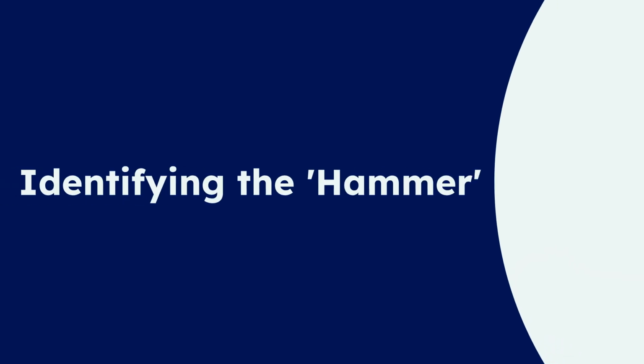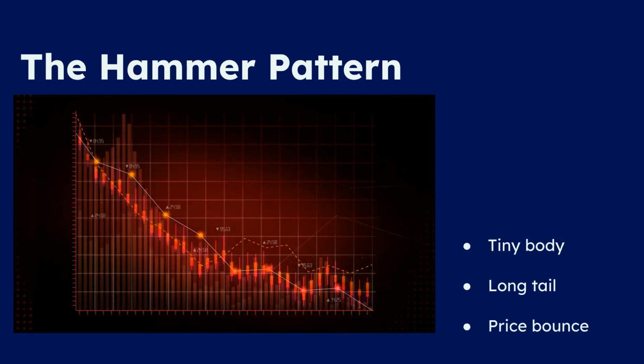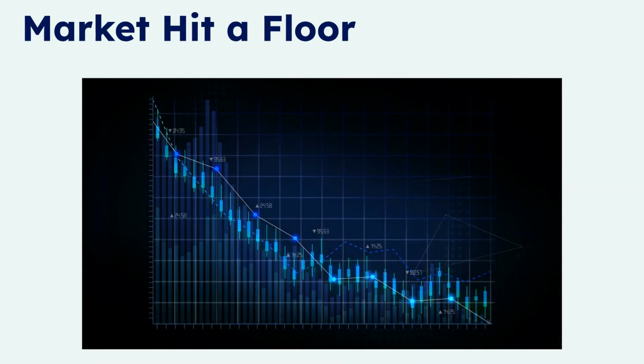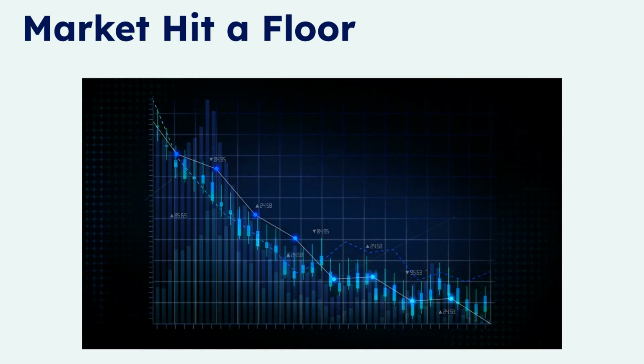Now let's apply this knowledge to a key reversal pattern on the /MES chart, the hammer. The hammer is a candle with a tiny body and a long tail. It looks just like a hammer tool. When you see that hammer pattern at the bottom of a move, it's a strong signal that the market hit a floor and bounced. This often means the smart money might be stepping in to buy.